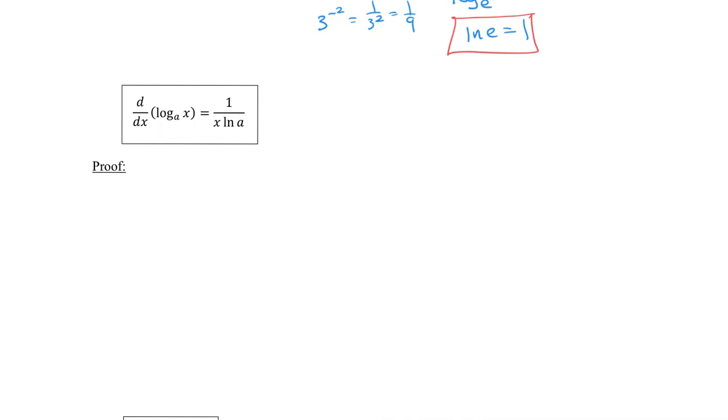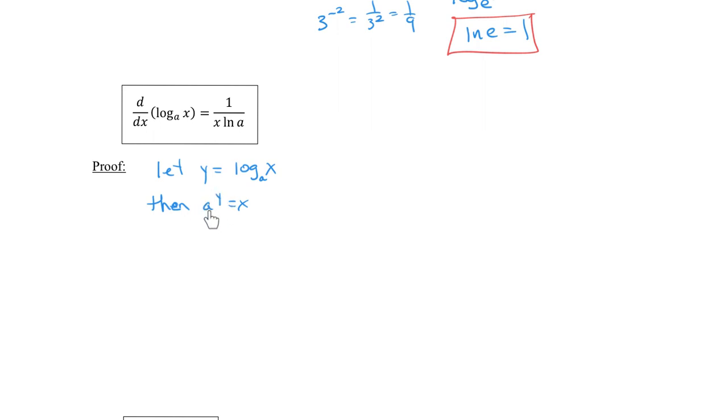Okay, so we start off, we're just going to say this. Here's our proof. Let y equal log to the base a of x. Okay, well, if that's true, I could rewrite this logarithmic equation as an exponential equation. Remember, the base would stay the same. It'd be a to the y equals x. So I can say, okay, then a to the y equals x. And then let's just differentiate this. So let's take the derivative of each side here.